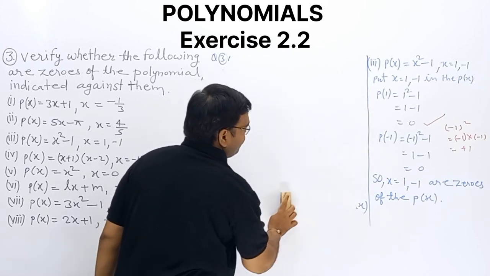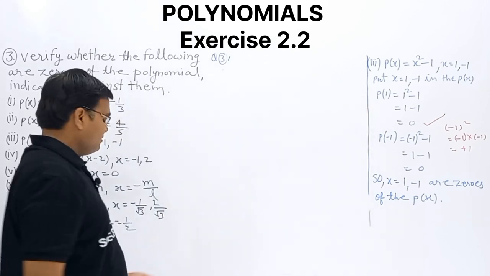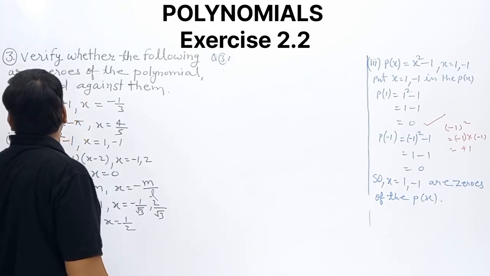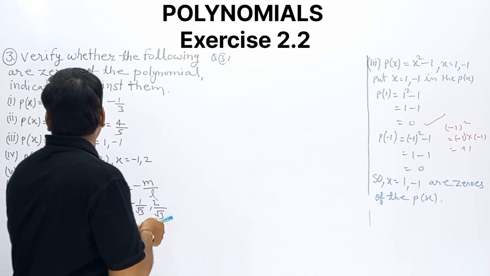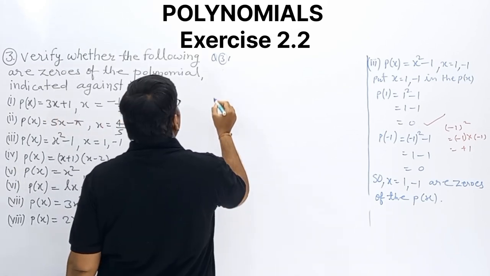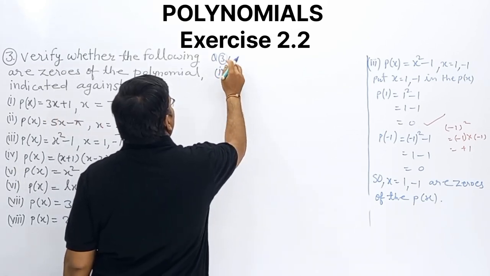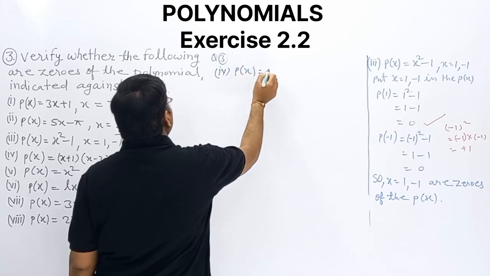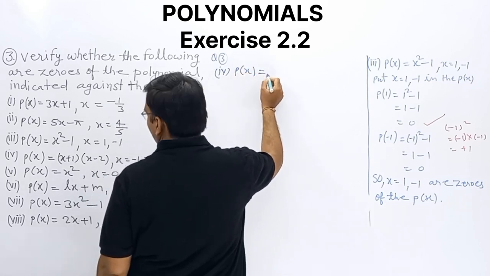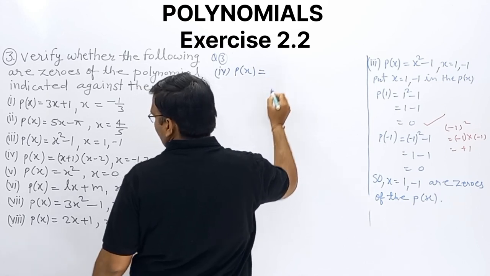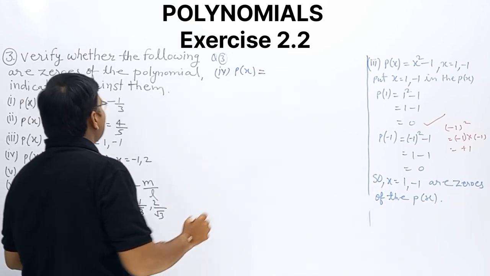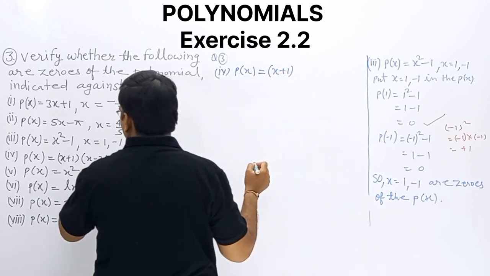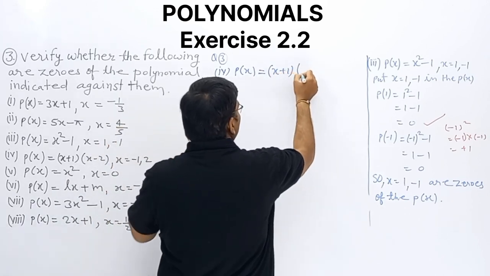We discussed question number 1, question number 2, question number 3. Now I am taking question number 4. P of x equal to x plus 1 into x minus 2.